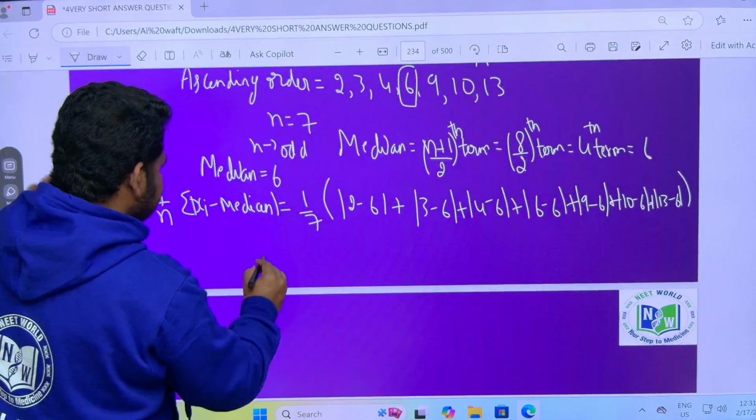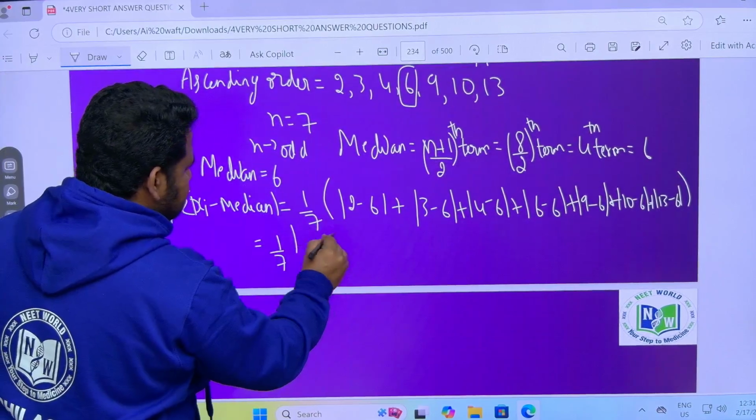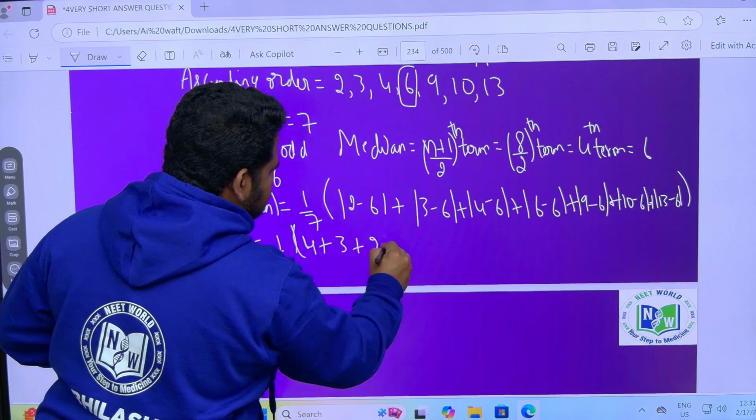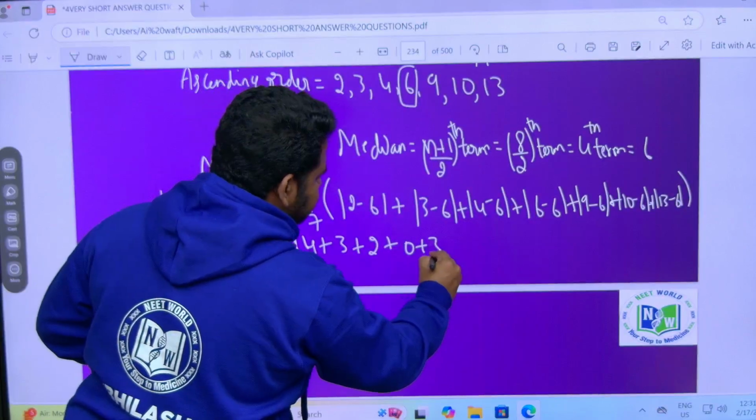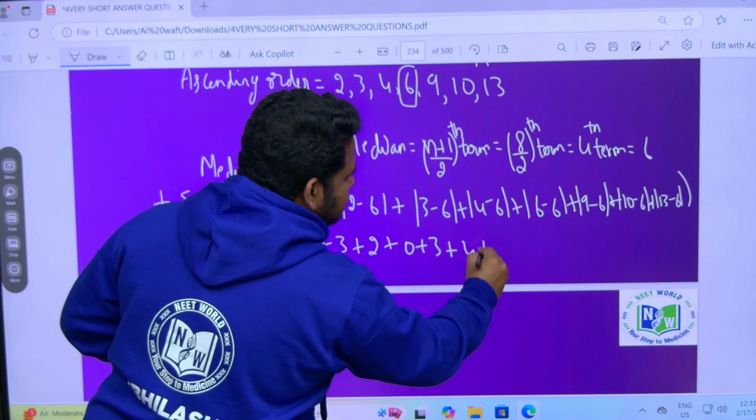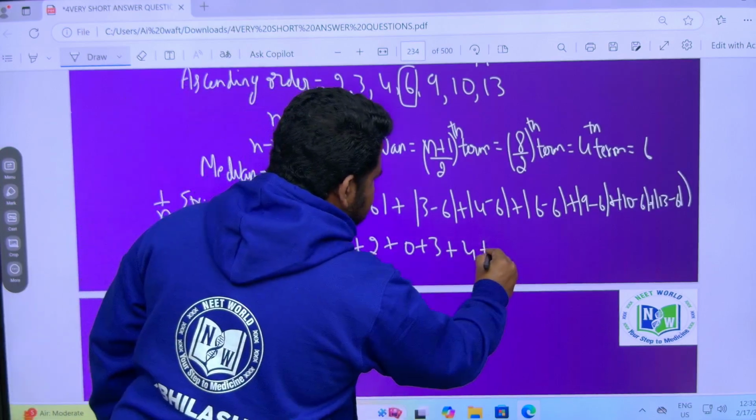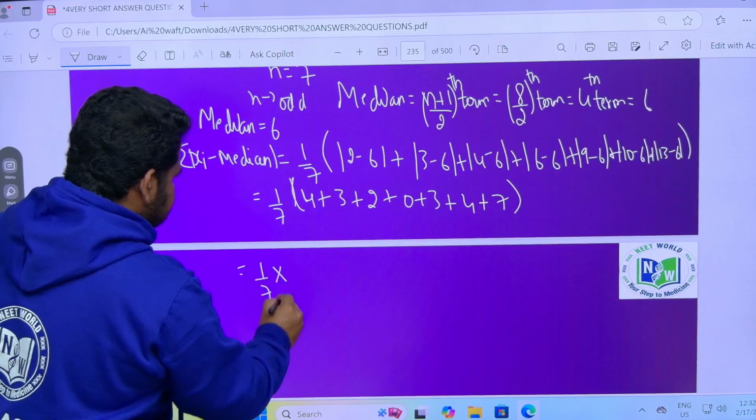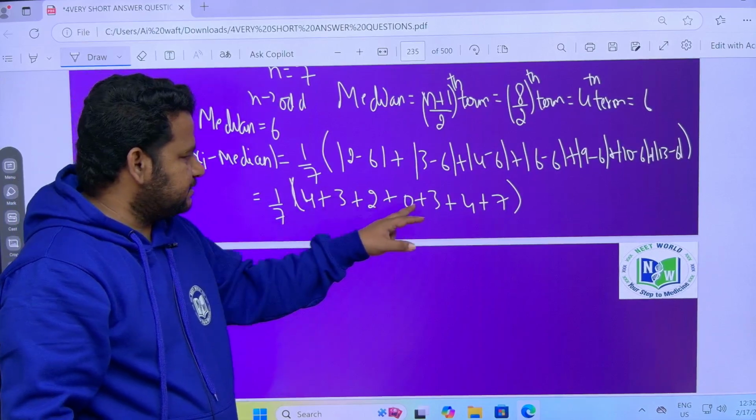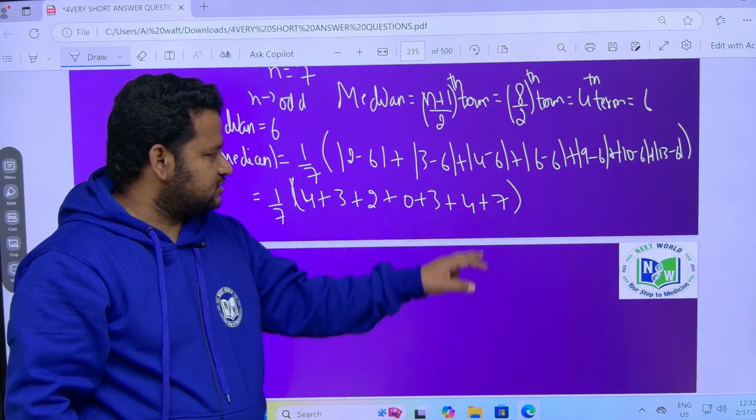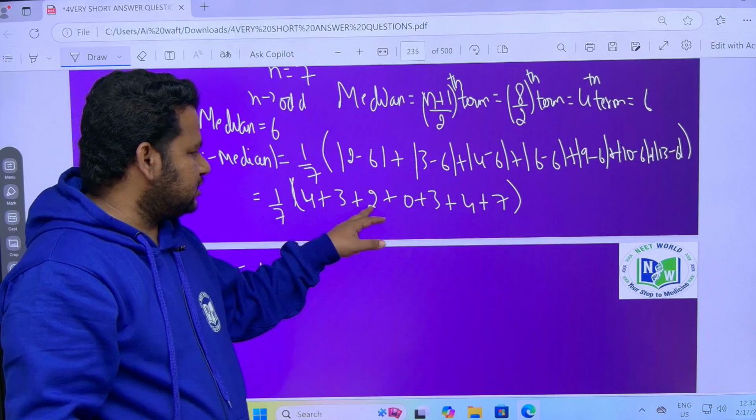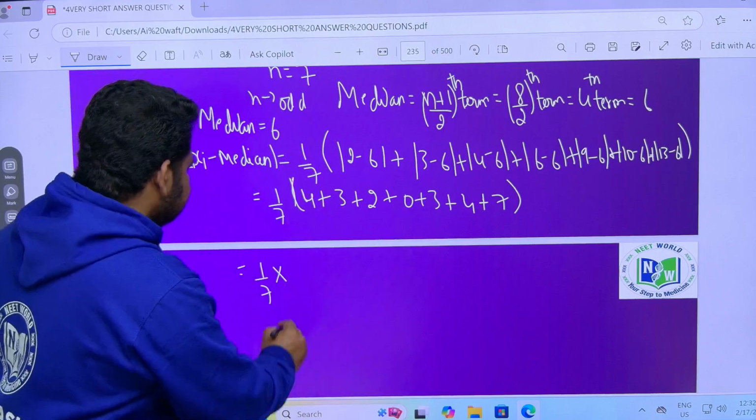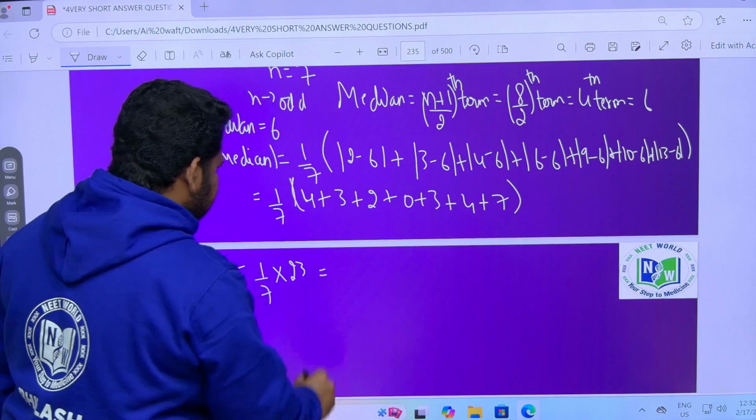Now this will become equal to 1 by 7 into: 2 minus 6 is 4, 3 minus 6 gives 3, 4 minus 6 gives 2, 6 minus 6 is 0, 9 minus 6 is 3, 10 minus 6 is 4, 13 minus 6 is 7. If you add this: 4 plus 3 is 7, 7 plus 2 is 9, 9 plus 3 is 12, 12 plus 4 is 16, 16 plus 7 is 23. So 23 by 7.